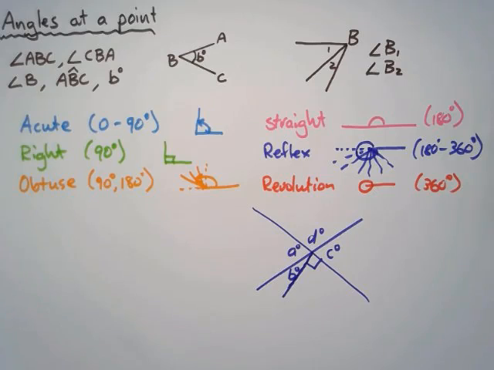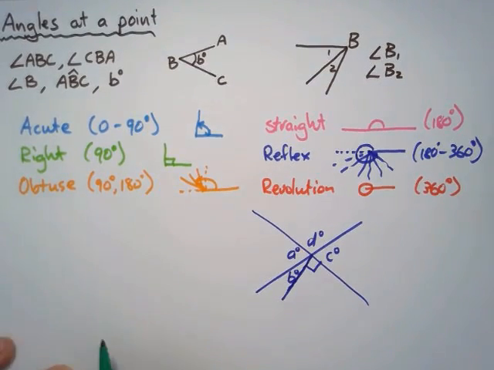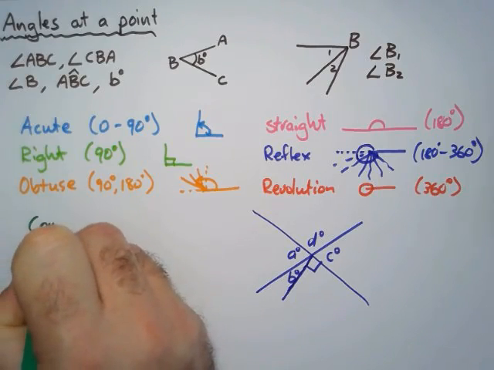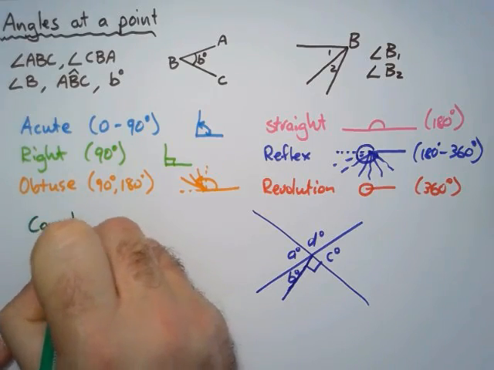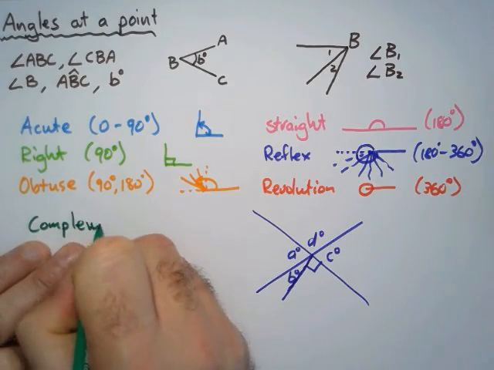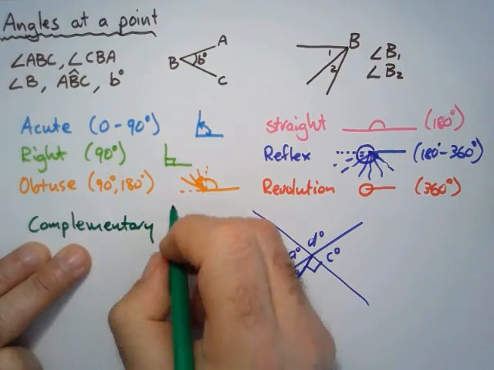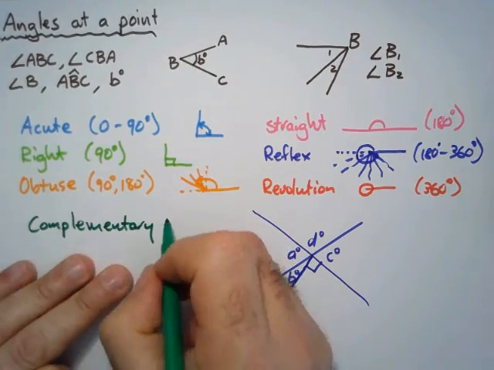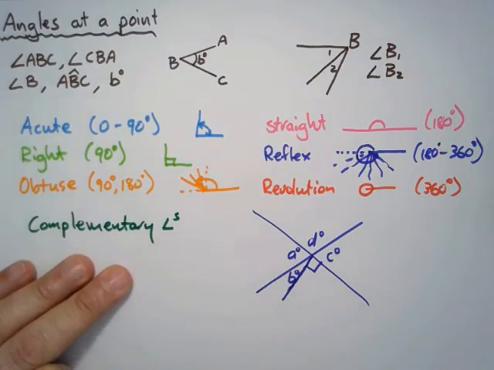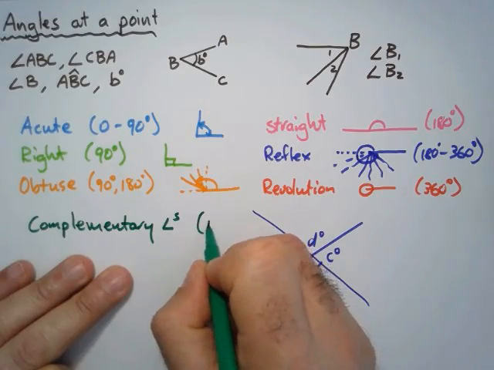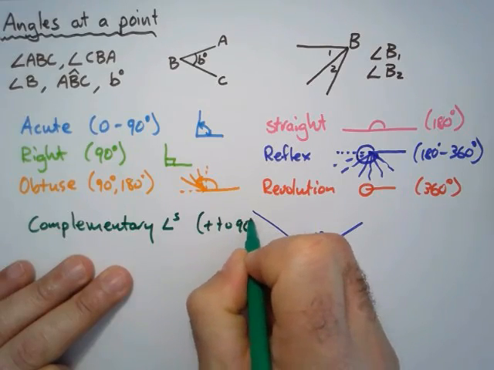The first one that we need to know about is complementary angles. Complementary angles are angles that are nice to each other. They give each other complements. No, not really. Complementary angles, it is complement, not with an I. What complementary angles do is add up to 90, sum to 90. So they add to 90 degrees.